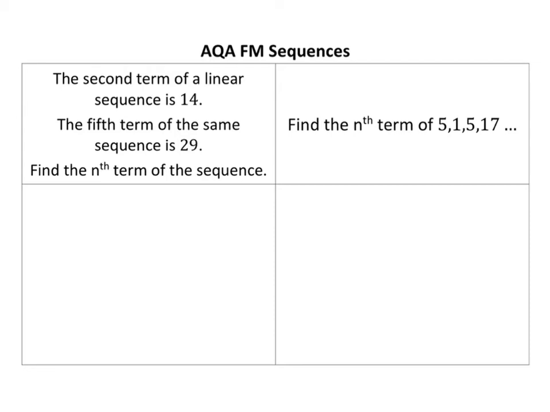Okay, we're looking at sequences now. Now, what I find useful here is doing something like this. All right, so that's the first thing I would do. So we know the second term is 14, we know the fifth term is 29. And so therefore, I'm going to look at the difference between them, which is 15.